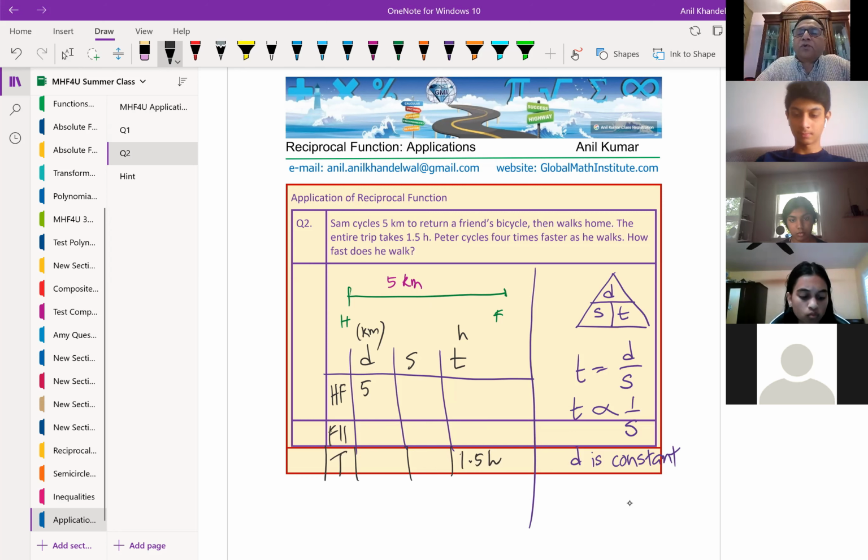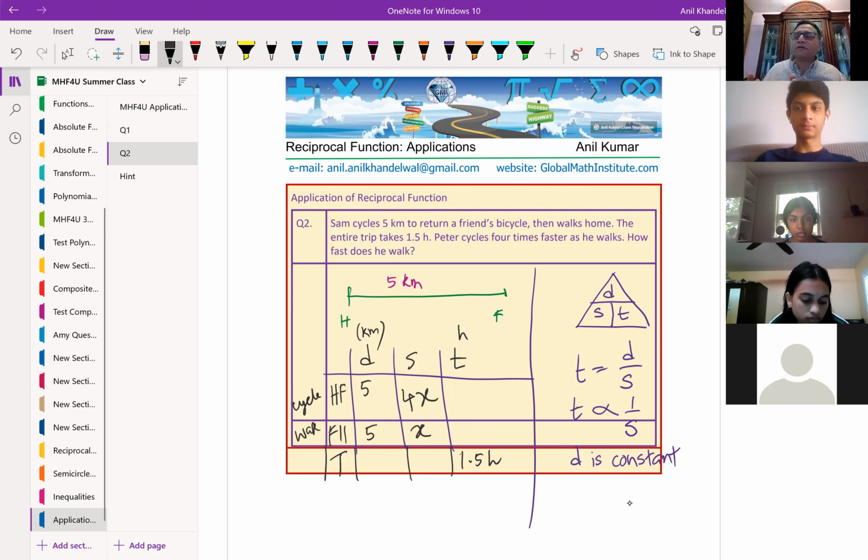Peter cycles 4 times faster than he walks. That means if the walking speed is x, then cycling is 4x. So I can write for cycling, because he walks back, right? So this 5 kilometers return is walking, correct? And this is cycle, correct? So if he walks at a speed of x, then cycling speed is 4x. Do you see that? Is that correct?